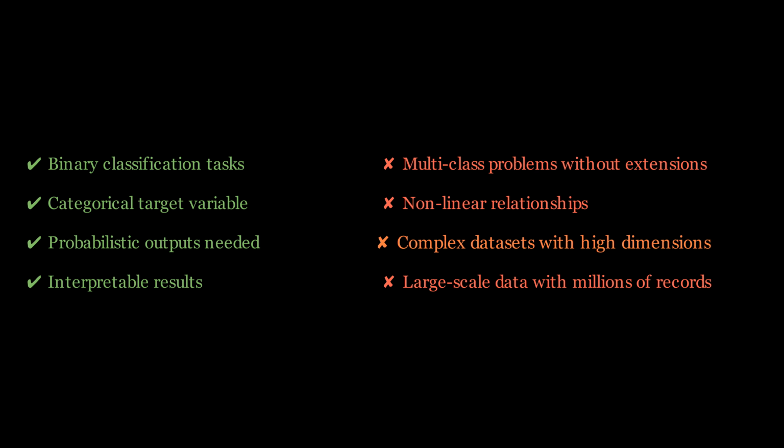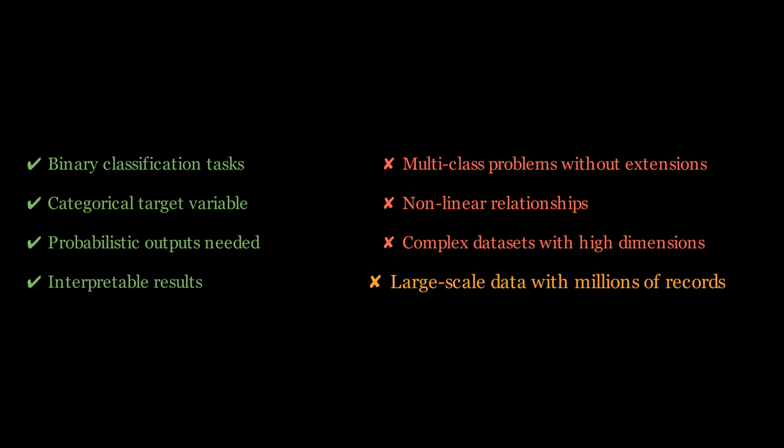Logistic regression may not perform well on complex datasets with high-dimensional data, like images or text embeddings. Logistic regression is inefficient for large-scale data with millions of records, where advanced models like neural networks or gradient boosting might be more appropriate.